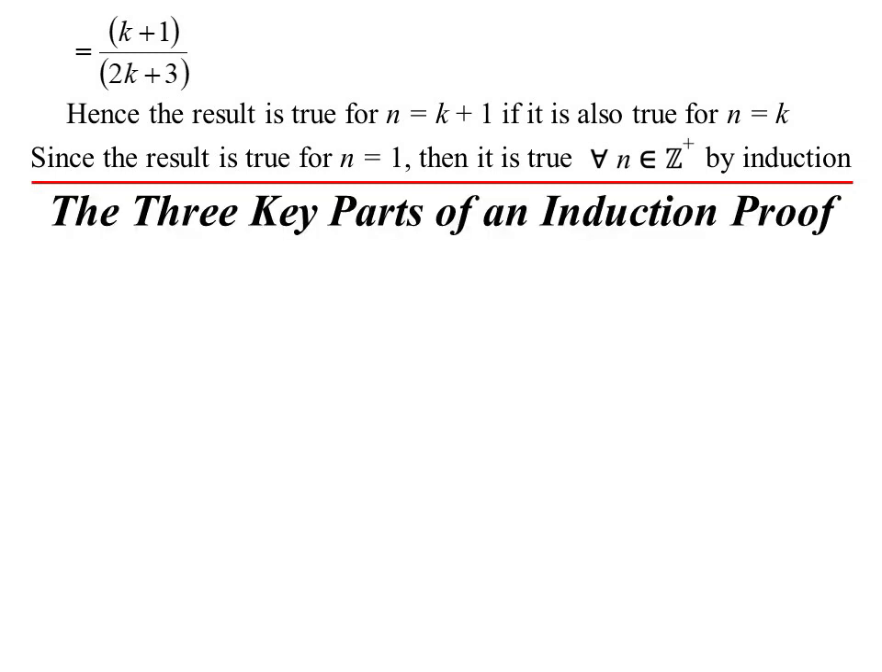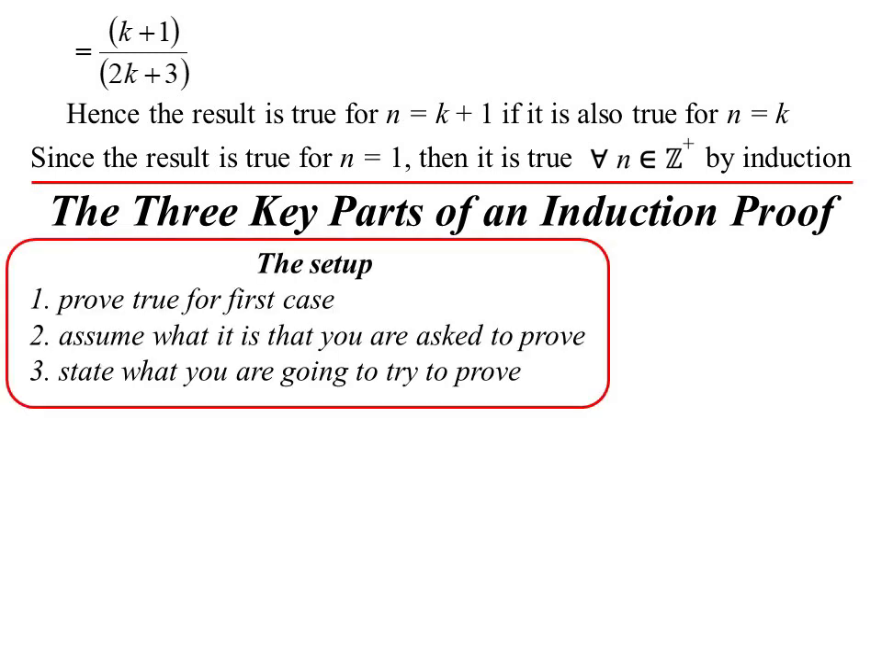Okay, remember, 3 key parts to our proof. 3 key parts. Setting it up. Prove it true for the first case. Assume what you're trying to do is true. State what you're trying to prove.